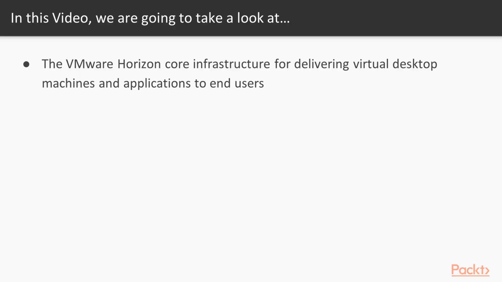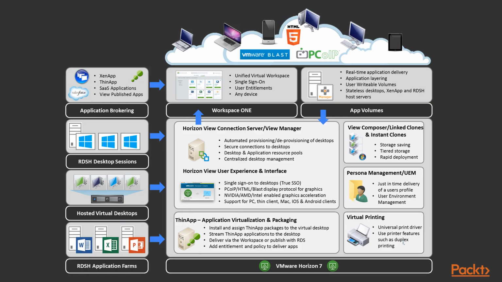In this first video, we're going to take a bird's eye view of the complete Horizon solution and all the parts that it comprises. Central to the Horizon View solution is the connection broker. The connection broker is responsible for connecting users to desktops and applications. Those desktops could be either virtual desktop machines or published desktop sessions, while the applications could also be published using RDSH.